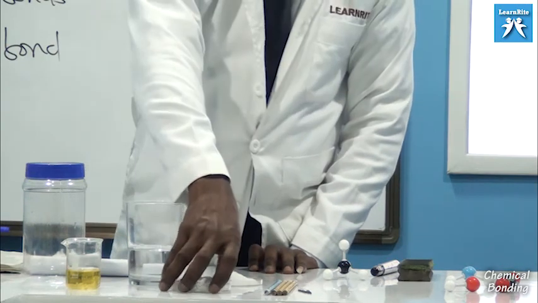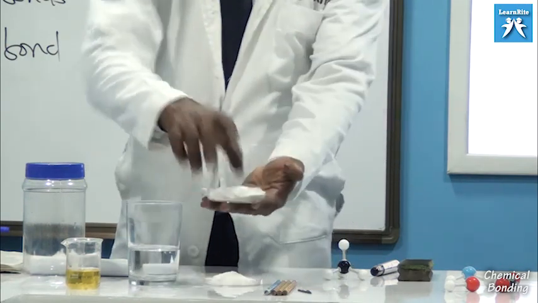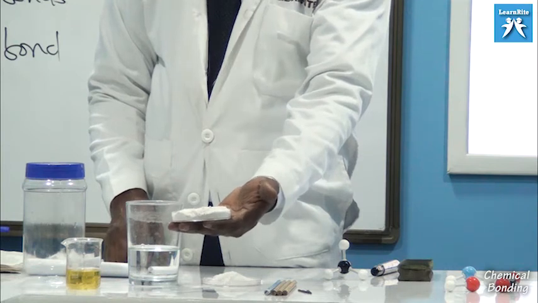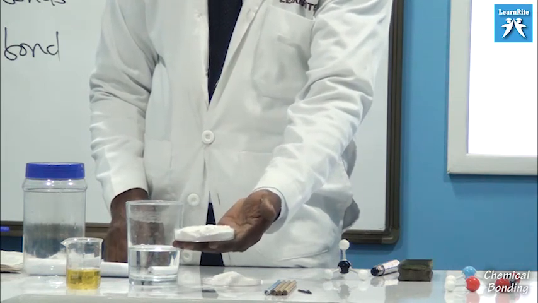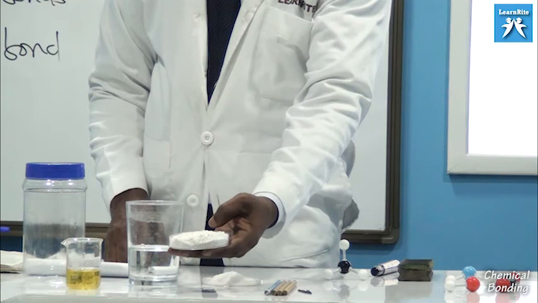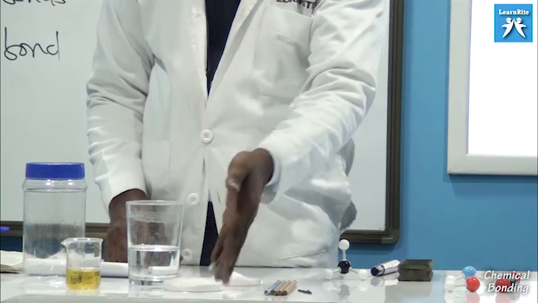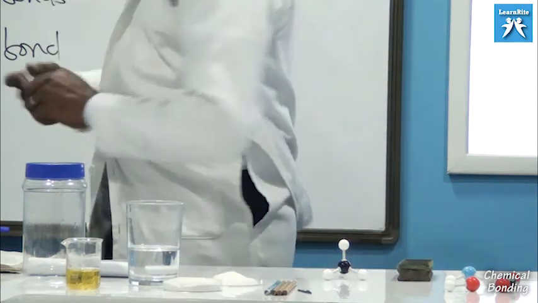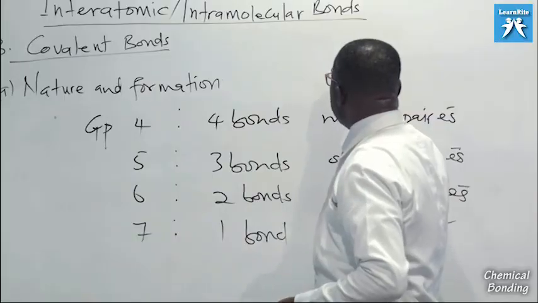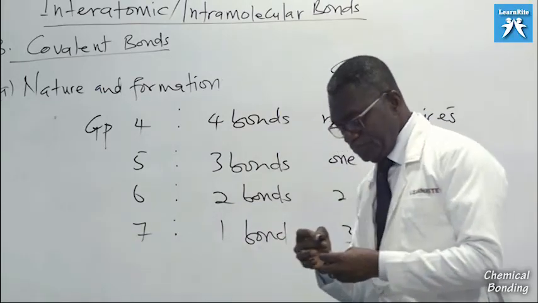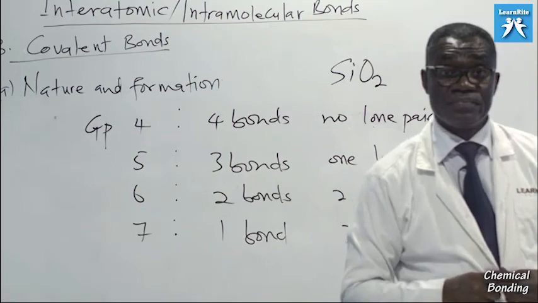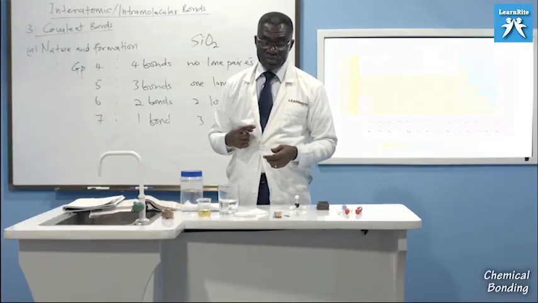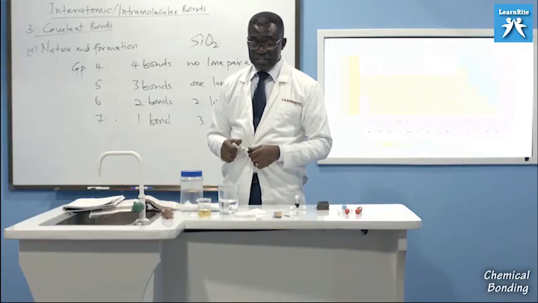And that is silica. Silica, the POP cement, the one that they mix water with and form POP when you break your leg and go to the hospital. That is silica, SiO2. That is also covalent. I'll come to explain the chemistry behind this very soon. The bonds there are all covalent.